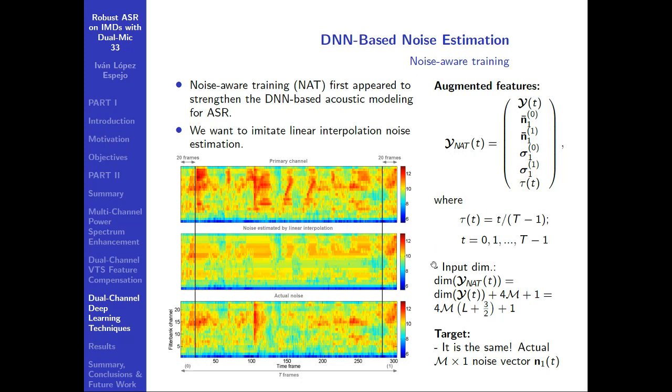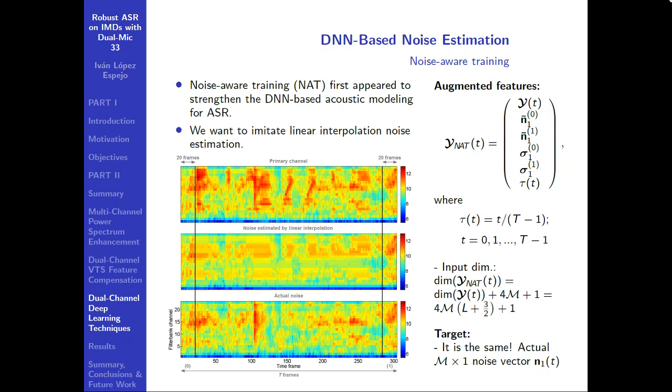It simply consists of a linear interpolation between the averages of the first and last frames in the log-mel domain of an utterance. It's assumed that those frames contain only noise energy. Furthermore, this noise estimation is bounded above by the noisy observation at the primary channel for more consistency.